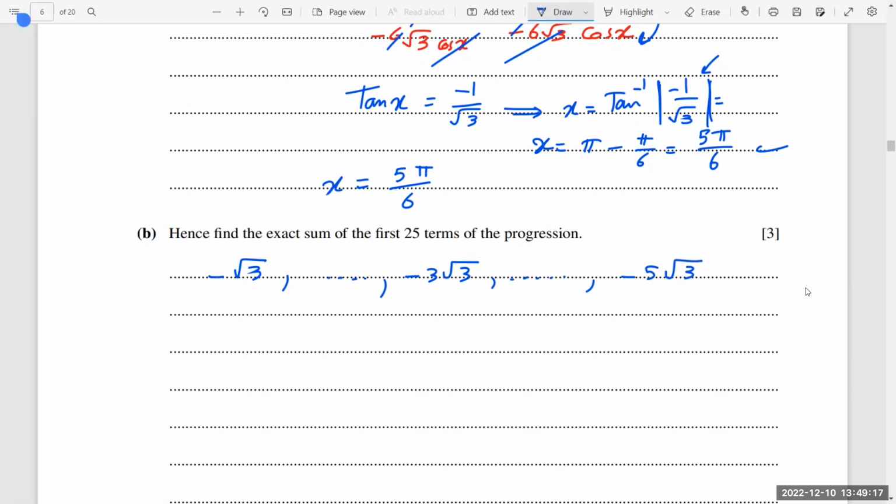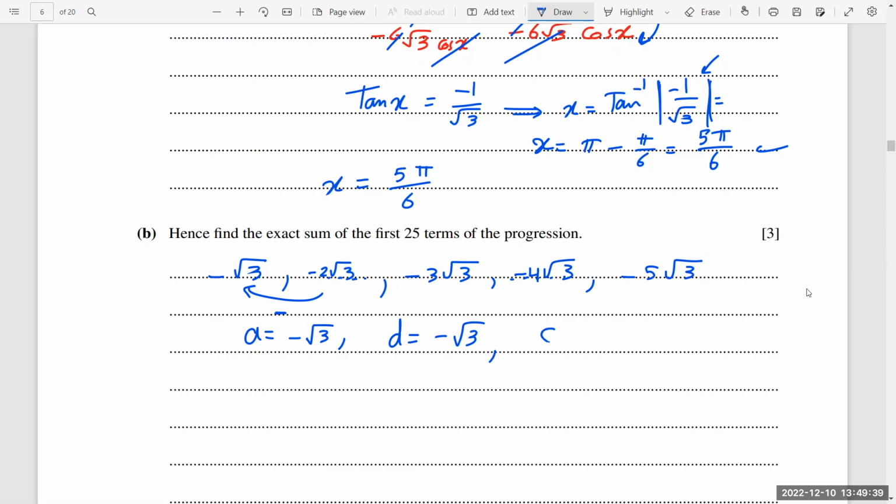So by logic, you can continue writing negative 2 radical 3, negative 4 radical 3 here, and negative 5 radical 3. The first term of this sequence is negative radical 3, and the common difference is also negative radical 3, by just subtracting the first term from the second term, like this.